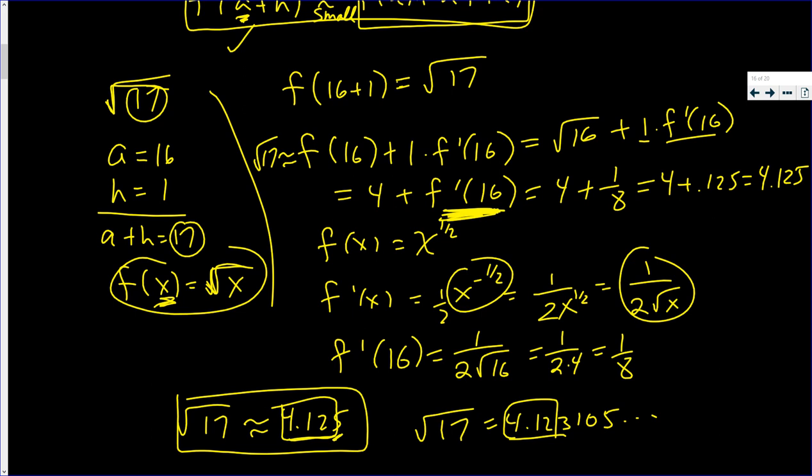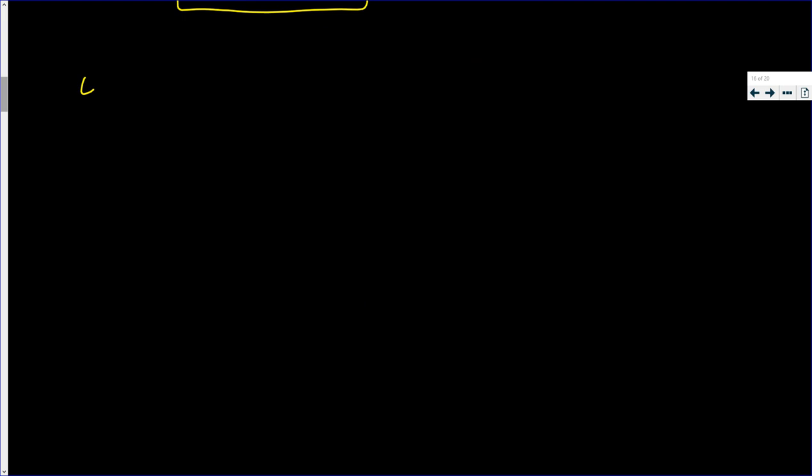Now, let us approximate 4.9 squared. Now, even without a calculator, it's probably easier to just multiply it out by itself. Get 81, 36, 44.